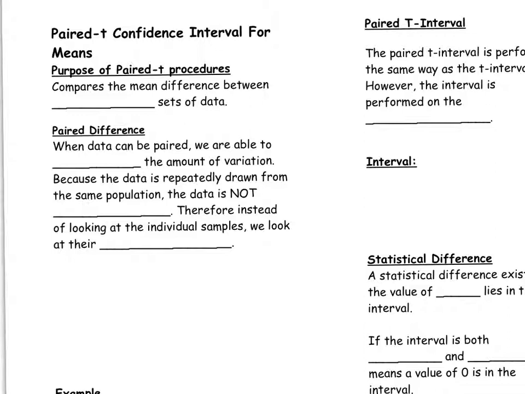Listen up. So, in a paired t, here's what happens. You're going to look at your data. We do paired t-tests or paired t-intervals when we know that the data is paired together. What that means is that you're either going to have a pre and a post assessment, or a before and an after, or you'll be looking at a left and a right hand, something similar where you match two things together, all right? So the purpose of this is it compares the mean difference between paired sets of data. So the data has to be paired.